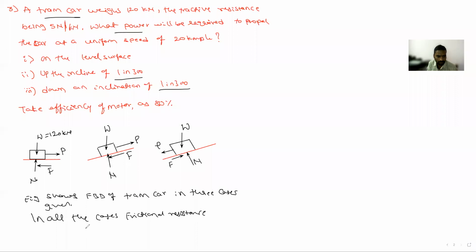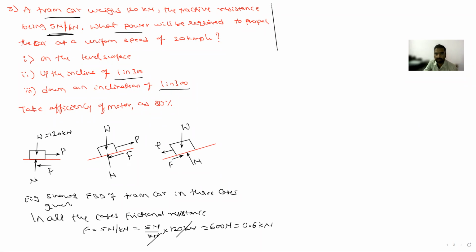the frictional resistance F is equal to... so how to calculate F? How much is given? Frictional resistance is 5 newton per kilonewton. So how to convert that, 5 newton per kilonewton, with the weight being total 120 kilonewton? So kilonewton gets cancelled here. How much is it? 600 newton. So can you convert this to 0.6 kilonewton? Okay. Yes.